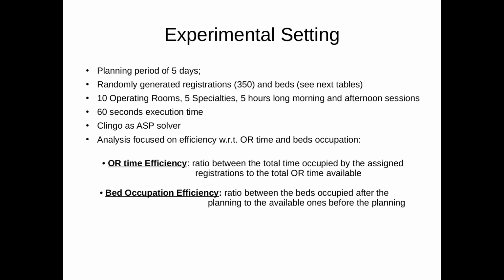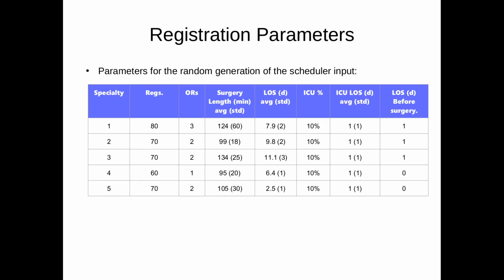Clingo is the ASP solver. The analysis focuses on efficiency with respect to OR time and beds occupation. OR time efficiency is the ratio between the total time occupied by the assigned registrations and the total OR time available. And bed occupation efficiency is the ratio between the beds occupied after the planning and the available ones before the planning. So these two efficiency parameters need to be considered: OR time efficiency and bed occupation efficiency.